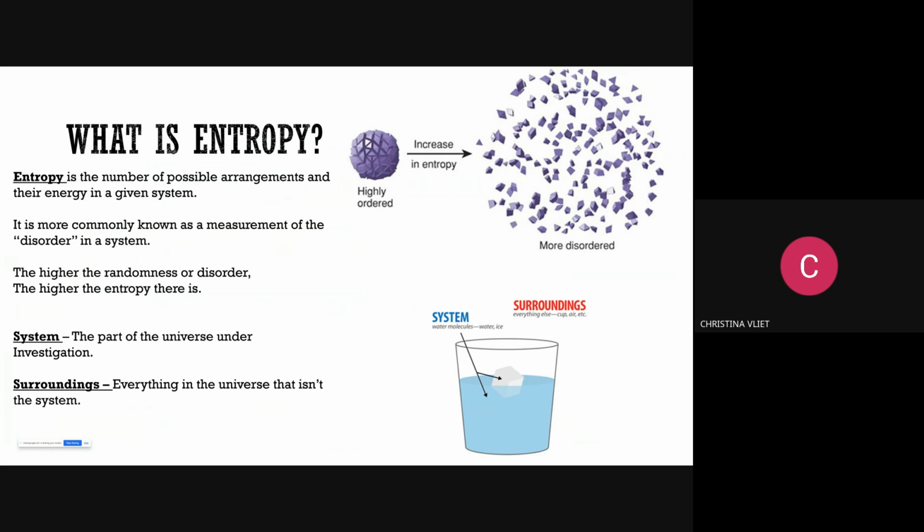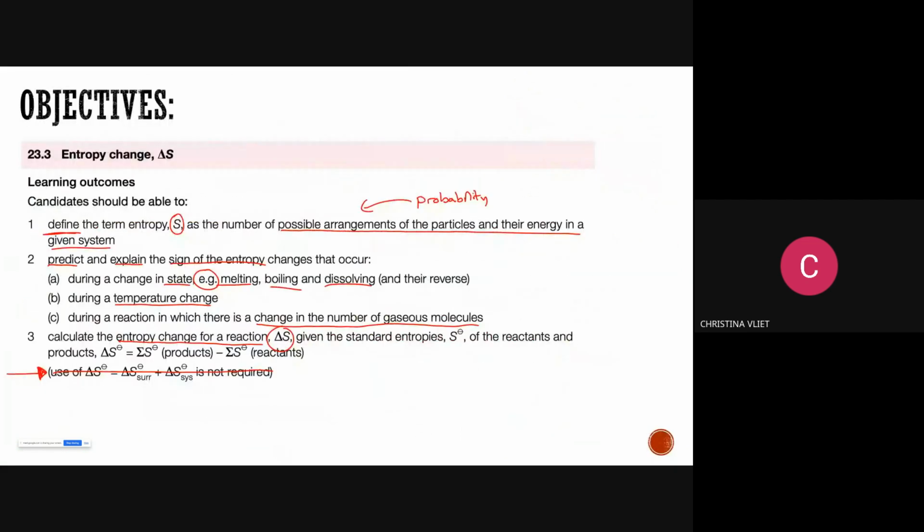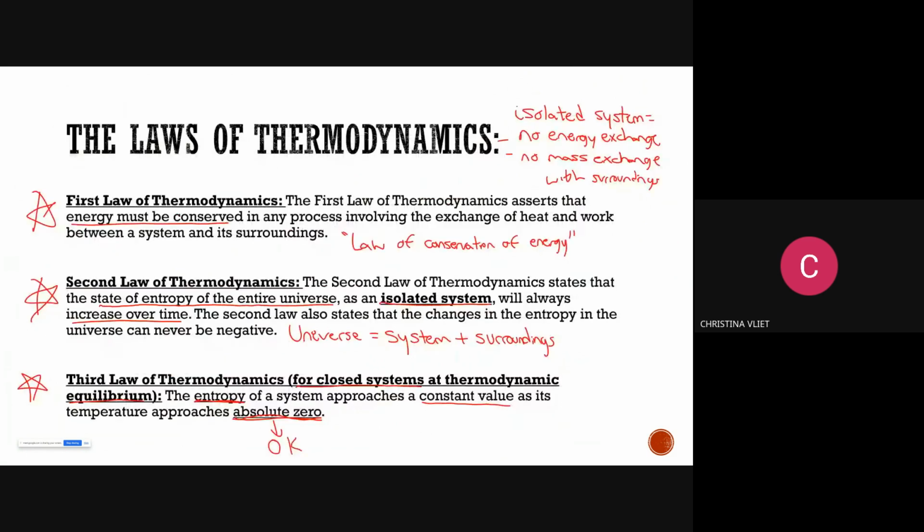Okay, so what is entropy and how do we define it? Entropy is defined as the number of arrangements you have and the energy in a given system. The specific definition that you should memorize is the one in the current learning objectives: the number of possible arrangements of the particles and their energy in a given system.